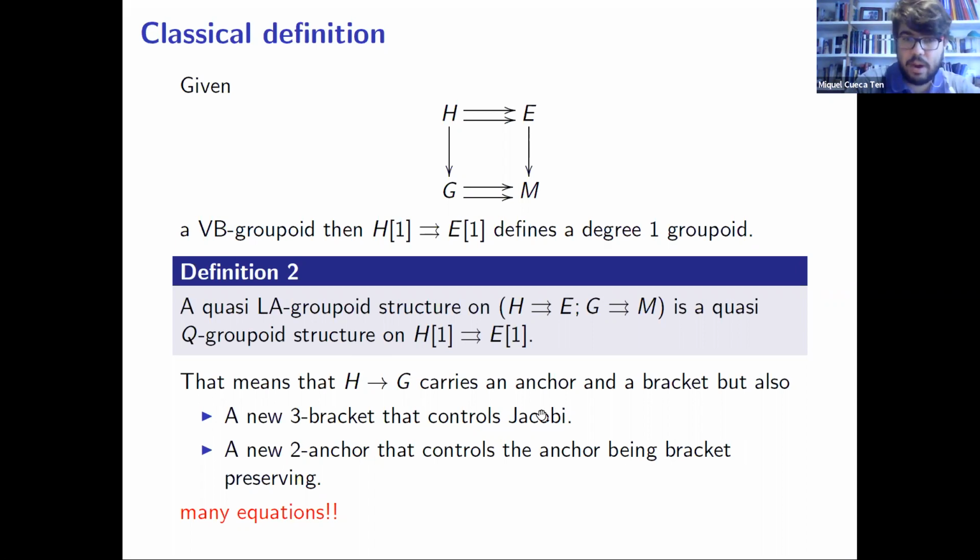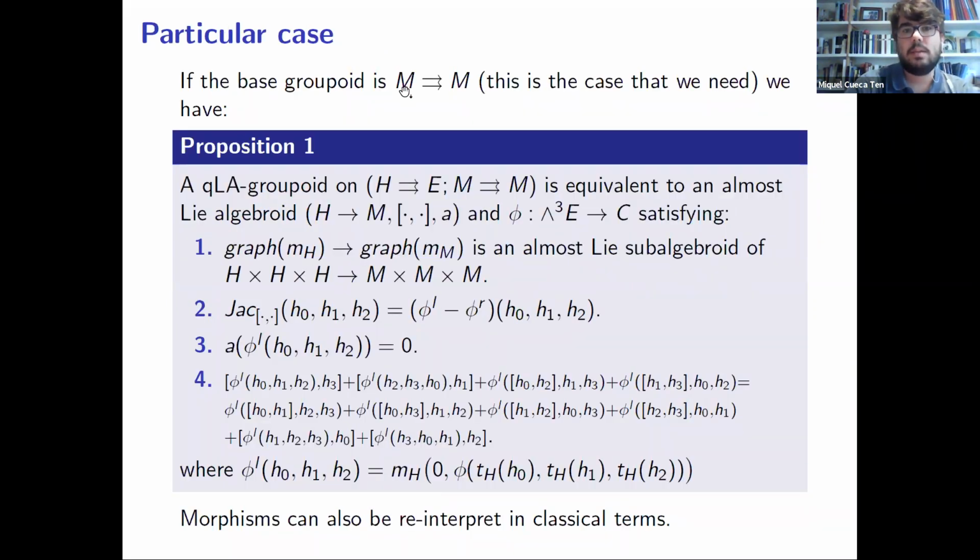We could have a theorem doing these kinds of things, but I prefer not to put it because it's a bit difficult. But in the case where the base is just the identity groupoid, which is what we need to define a Stacky Lie algebroid, if you unfold the whole definition, what you have is a VB-groupoid over the identity groupoid, and then a bracket and an anchor that form an almost Lie algebroid, and a vector bundle map from the wedge 3 of the side into the core, where C is the core of the VB-groupoid, and they satisfy these 4 properties.